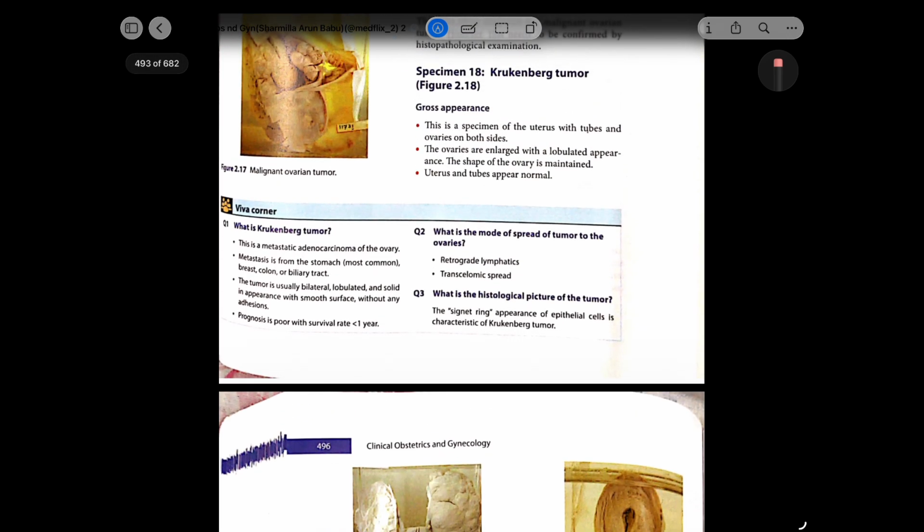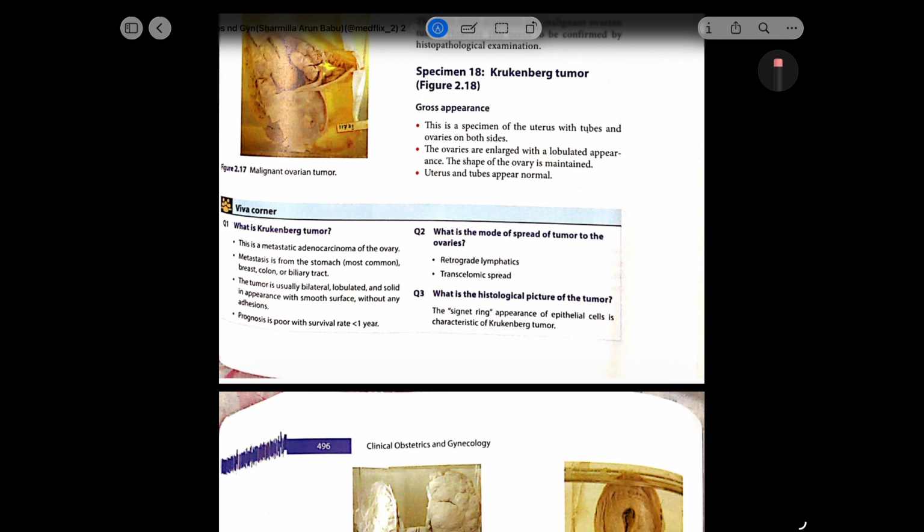What is Krukenberg tumor? This is a metastatic adenocarcinoma of the ovary. Metastasis is from the stomach, most commonly, also breast, colon, or biliary tract. The tumor is usually bilateral, lobulated, and solid in appearance and with smooth surface without any adhesions. Prognosis is poor with a survival rate of less than a year.